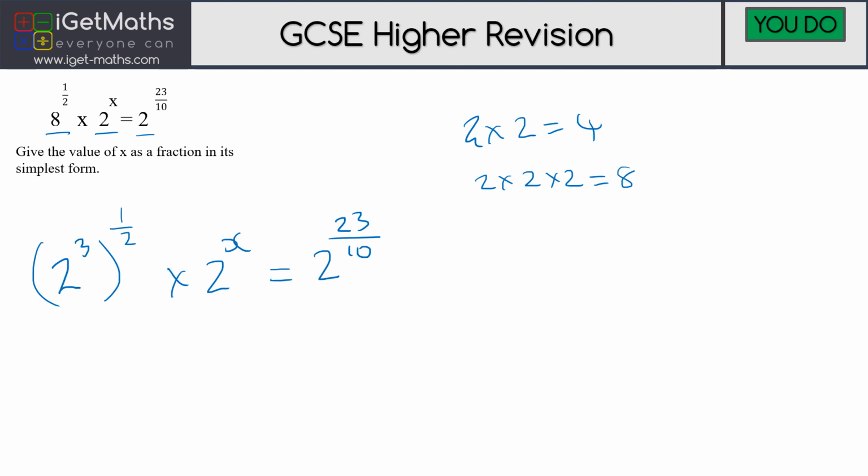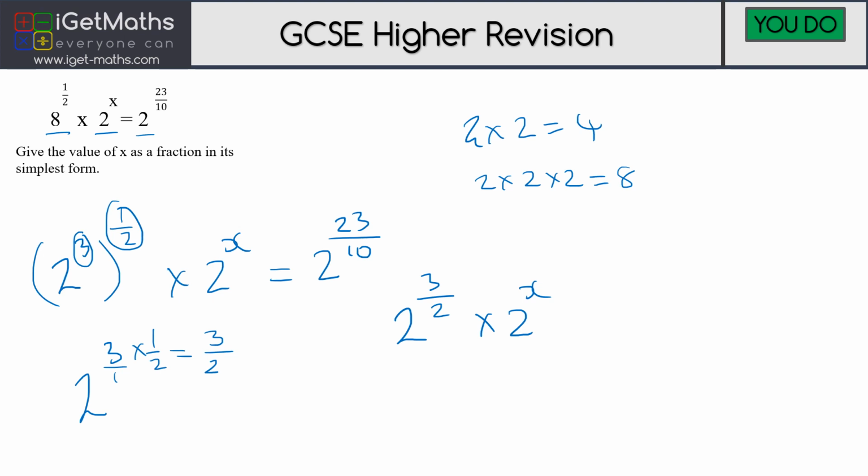So remember now you've got a power raised to a power, and for that index law what you do is multiply. So that will give you 2, and 3 times a half, which gives you 1.5, or if you put 3 over 1 as a fraction, that would give you 3 times 1, which is 3, and 1 times 2, which is 2, so that is 1.5, or 3 over 2. So now what I've got is 2 to the power of 3 over 2 times 2 to the power of x, which is equal to 2 to the power of 23 over 10.